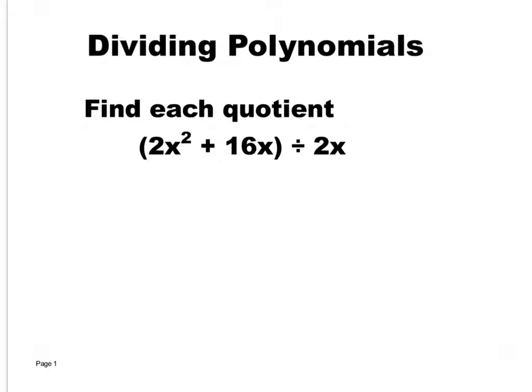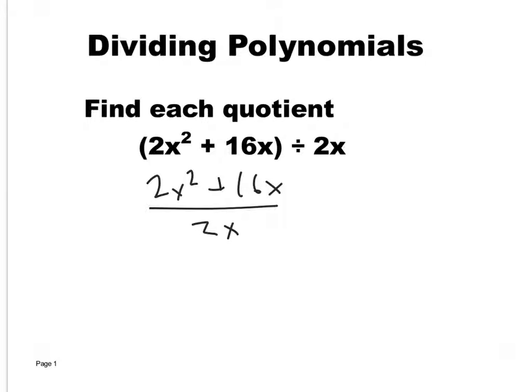Okay, today we're dividing polynomials. All right, so we have 2x squared plus 16x divided by 2x. So I'm just going to rewrite it. I'm going to write it over 2x.